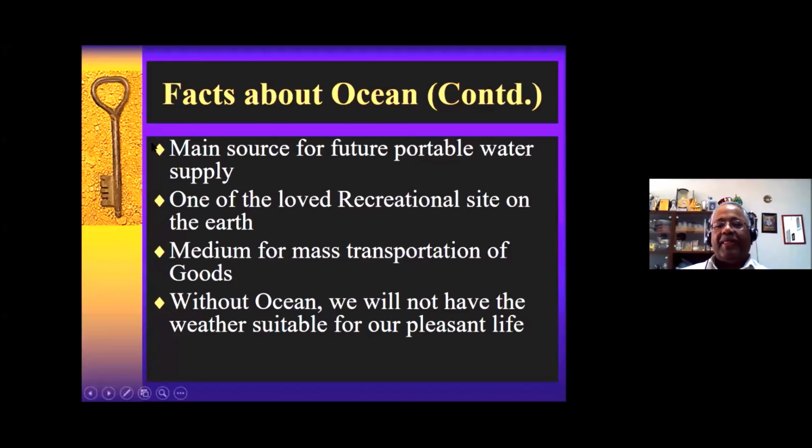So in such a situation, we have only 1% of water available for our use from lakes, ponds, ground, like that. When the population keeps on increasing, this 1% will not become 2%. It will remain the same. So in the future, we should not fight for water. We have technology to convert ocean water into potable water.